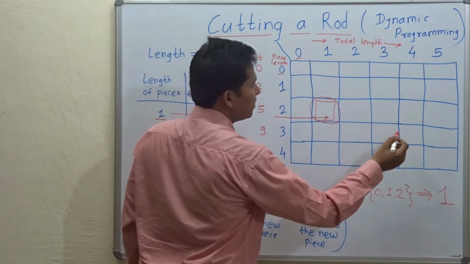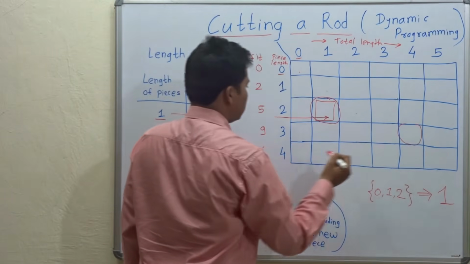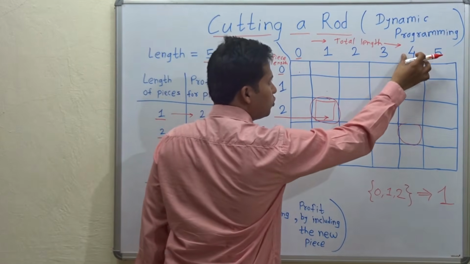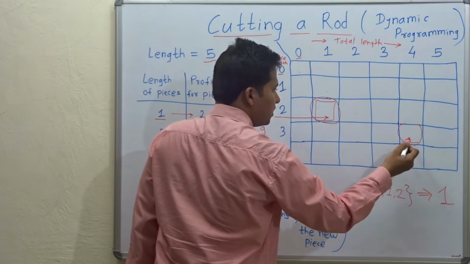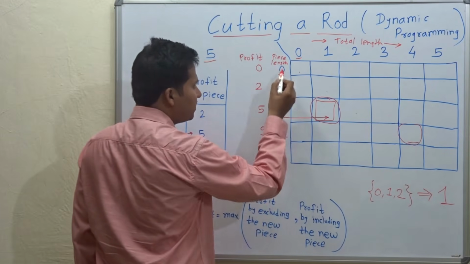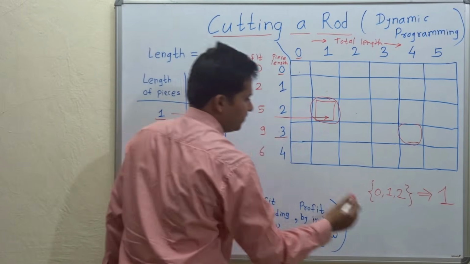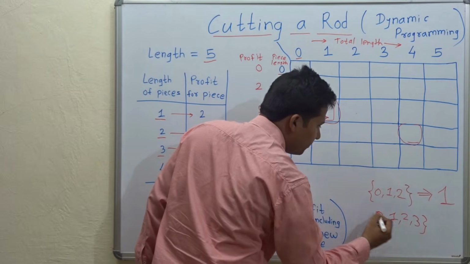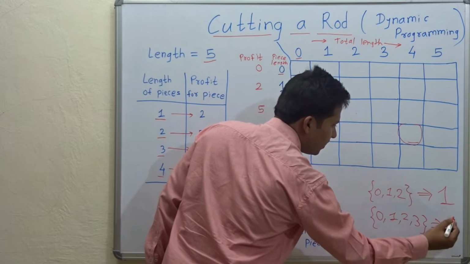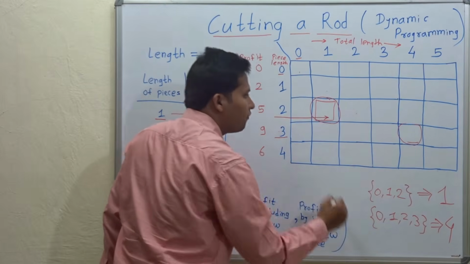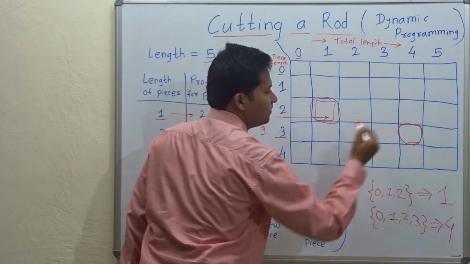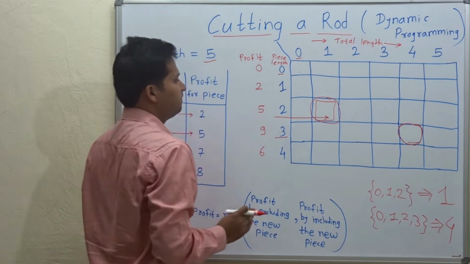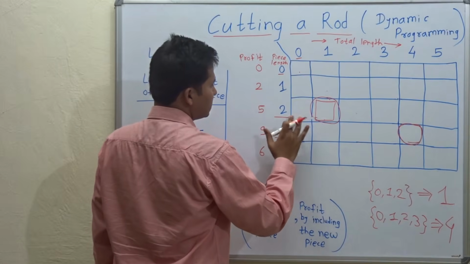For example, this cell will give us the profit for making total length 4 if you have pieces of length 0, 1, 2, 3. If you have lengths of the pieces as 0, 1, 2, 3 and you want to make the total length 4, then the profit is mentioned in this cell. So this is the memoization matrix. Now let's solve the problem. So I will just clean it.